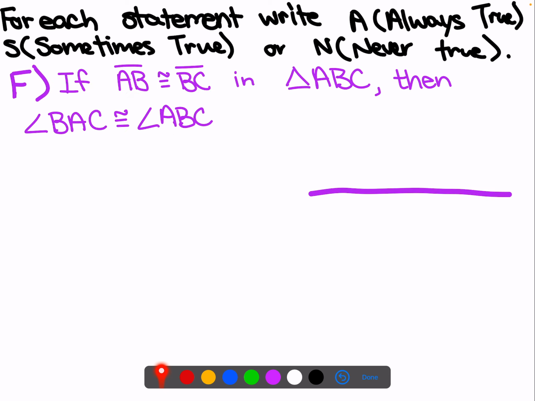If segment AB is congruent to segment BC in triangle ABC, then angle BAC is congruent to angle ABC.